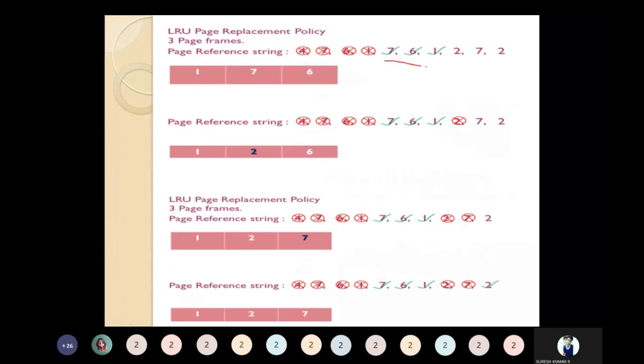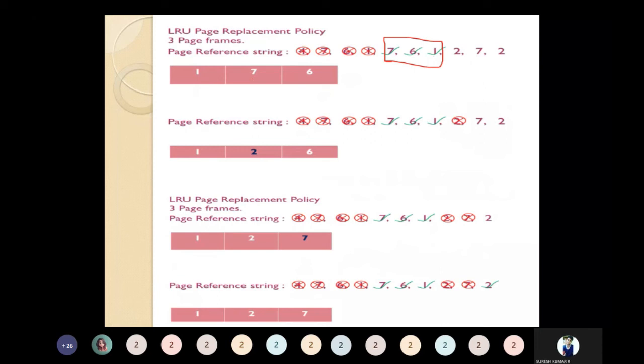This 7, 6, 1 is already present. Okay, next look at these two. Two here, after 1, is now replaced. So 7 has not been used for the longest time. That's why in the seventh place, 2 is replaced.